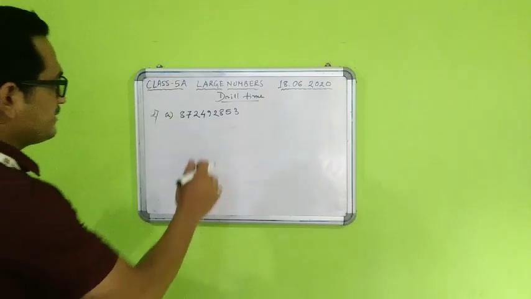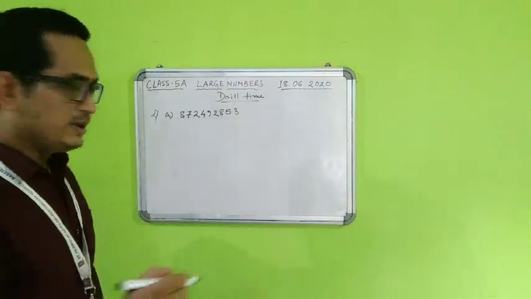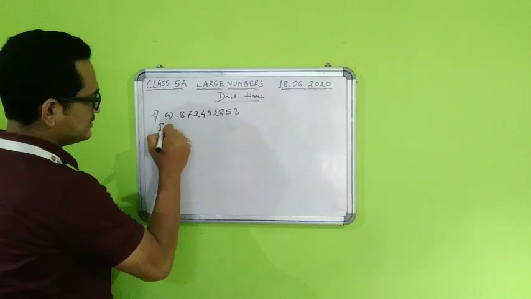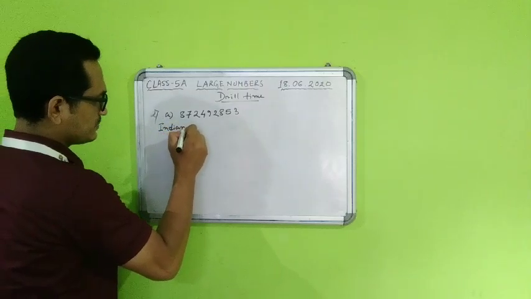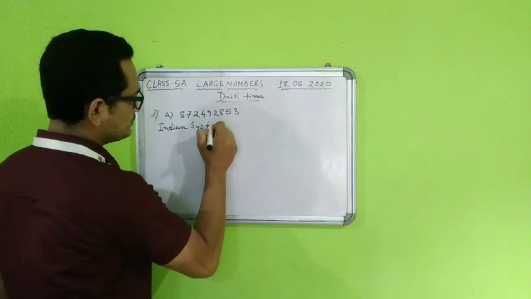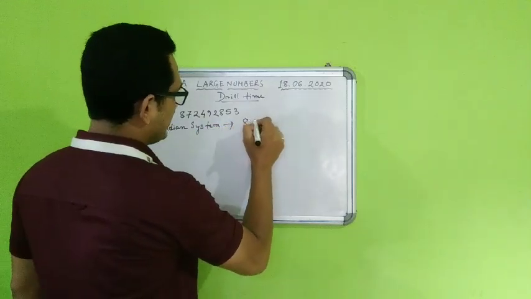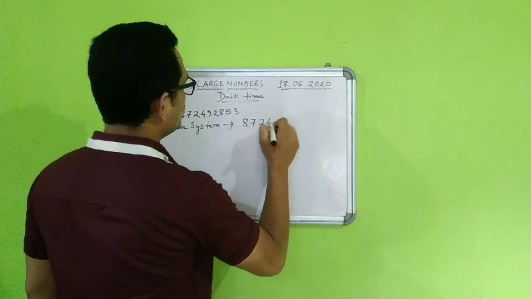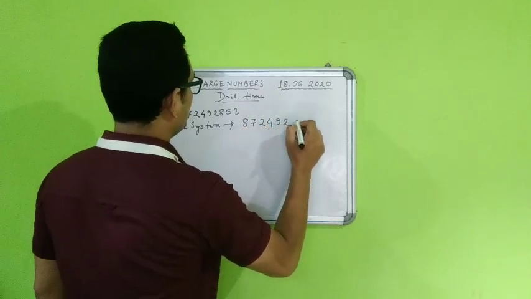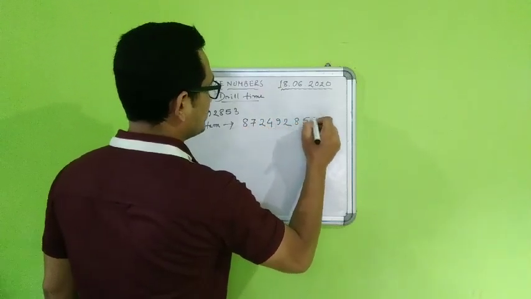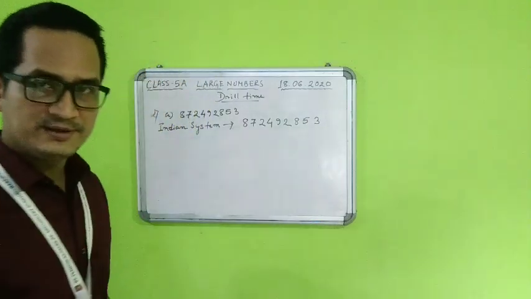Now students, if I have to put the period first, so in Indian system, first let us write this in Indian system. So in Indian system, what will be the periods will come? 8, 7, 2, 4, 9, 2, 8, 5, 3. So let us put the commas first.